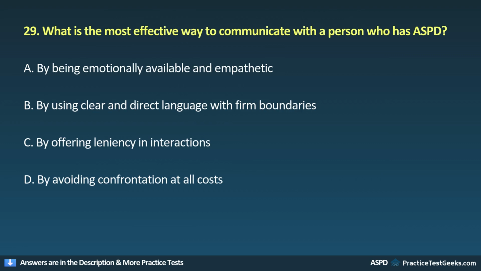29. What is the most effective way to communicate with a person who has ASPD? A. By being emotionally available and empathetic. B. By using clear and direct language with firm boundaries. C. By offering leniency in interactions. D. By avoiding confrontation at all costs.